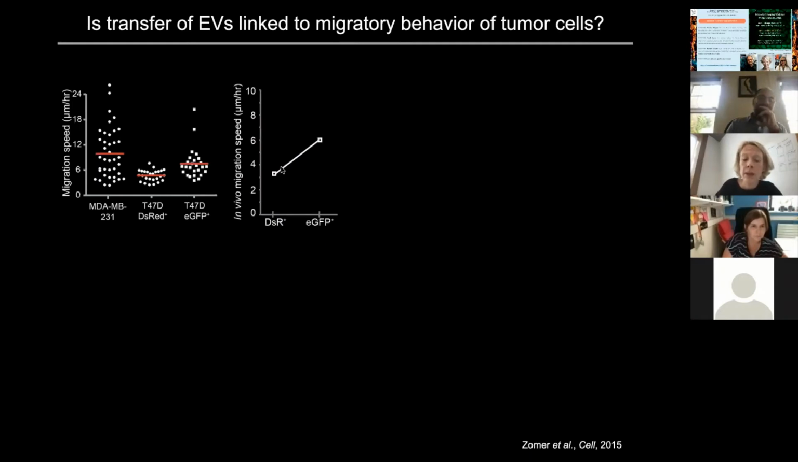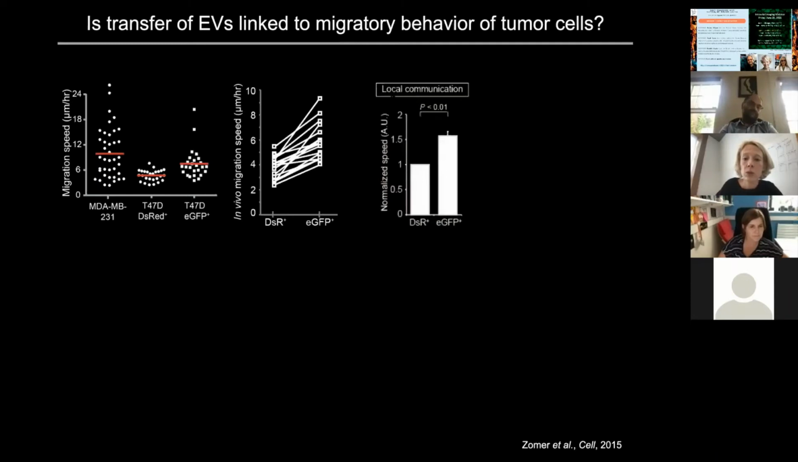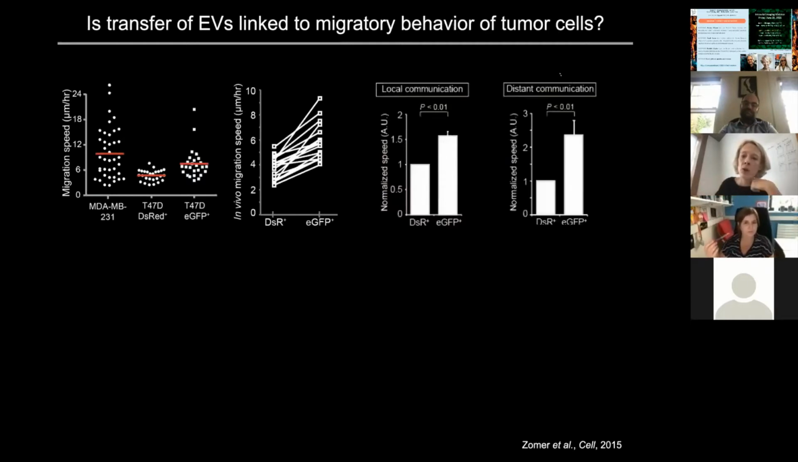We characterized many different mice and many different microenvironments. And although the basic level of migration differs a bit depending on the mouse and the microenvironment, the migration speed of the GFP positive cells in the same microenvironment is always faster compared to the migration speed of the cells that did not take up vesicles. This was true for both the local communication experiments, where the highly malignant Cree and the less malignant tumor cells were mixed, but also true for the distant communication experiments, where the tumors are physically separated.